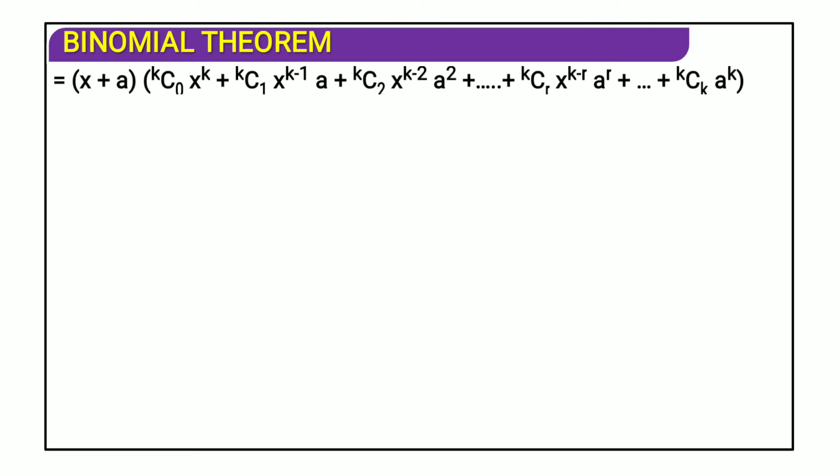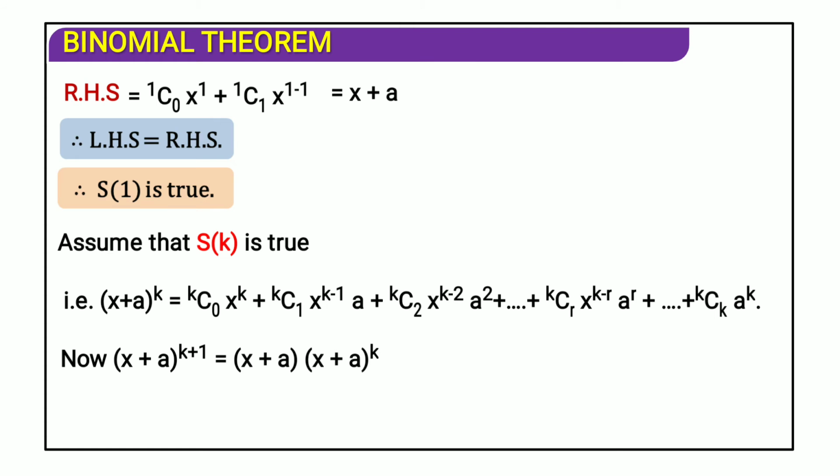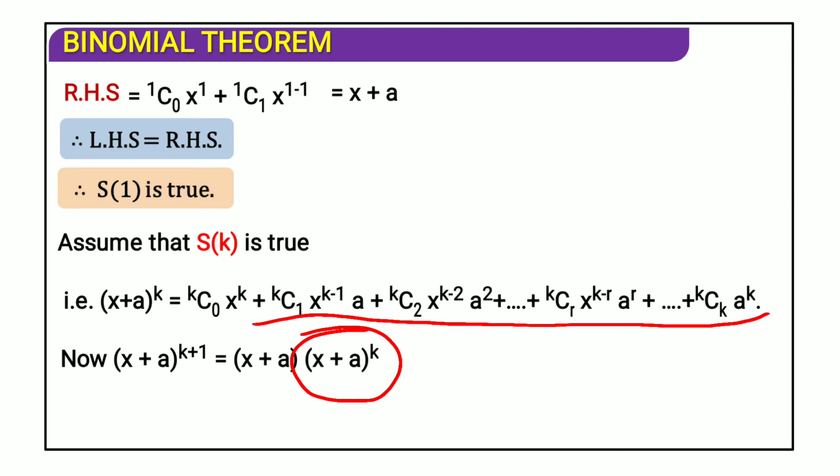Why so? Because in previous slides, as you can see, this is (x + a)^k. I am doing nothing but just putting this particular value over here. I am putting this value that I am encircling from this equation. This is the given equation, and I am putting it over here.